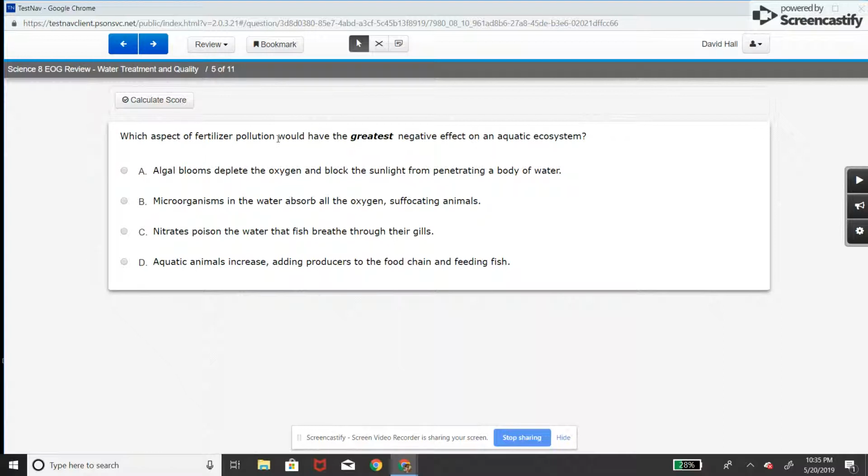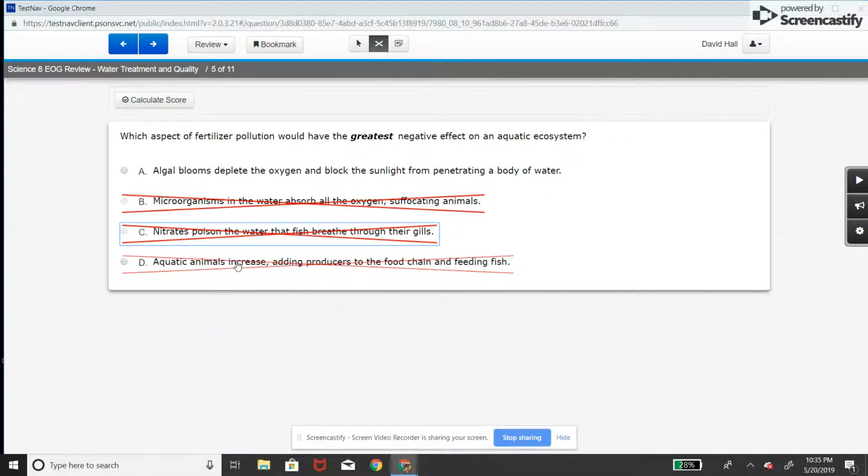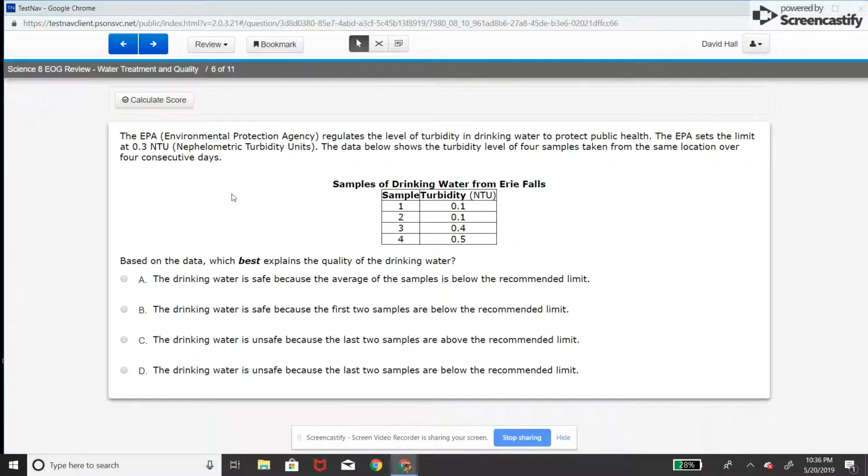Which aspect of fertilizer pollution would have the greatest negative effect on the aquatic ecosystem? Fertilizer pollution causes nitrates, which is going to cause algae bloom, which is going to cause problems with enough dissolved oxygen. Nitrogen does not pour into the water? No. What does happen, algae blooms will grow because of excess fertilizer. Covers the pond, the sun can't penetrate. Plants underneath cannot make oxygen for the water.